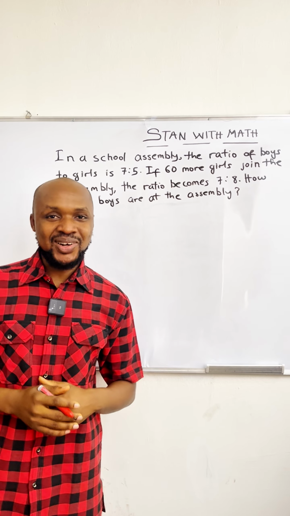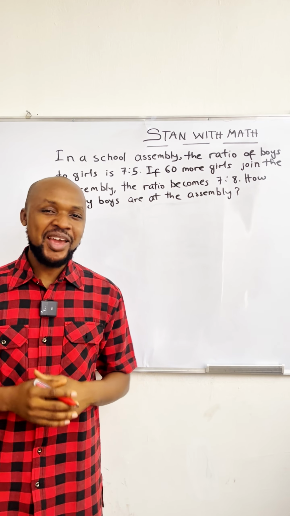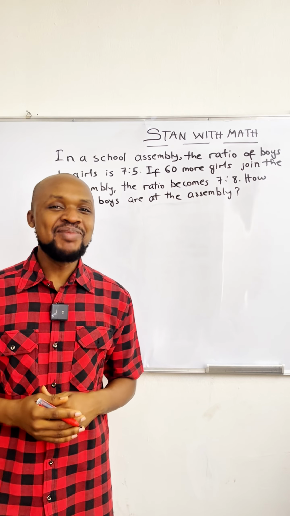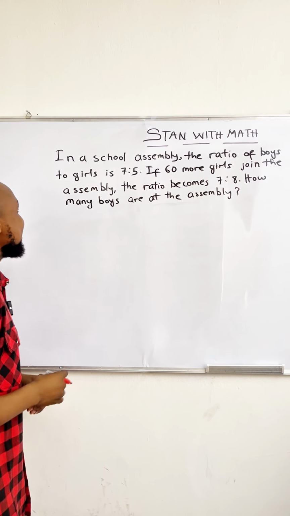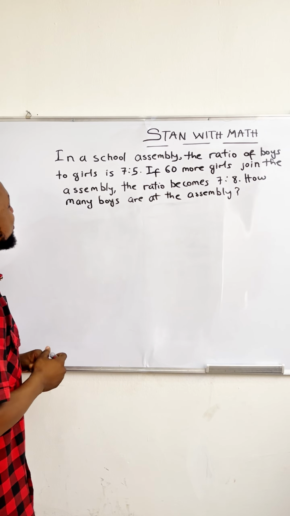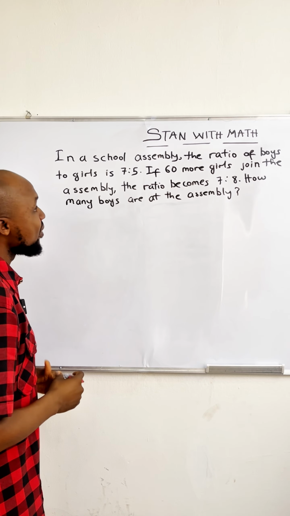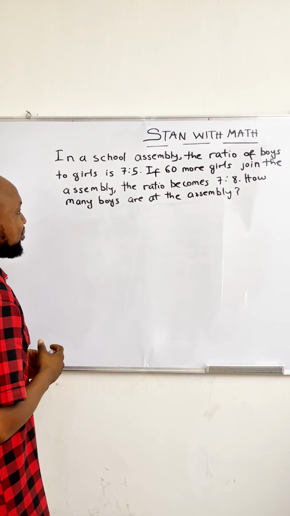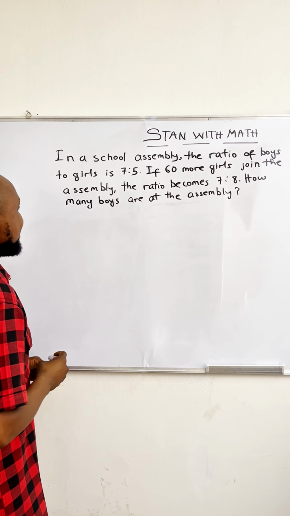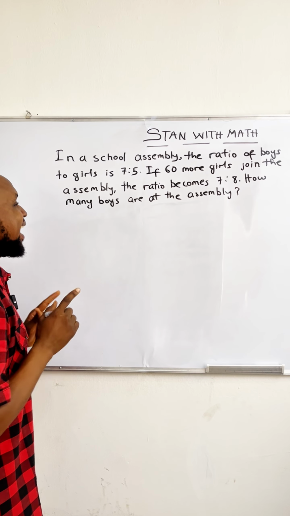So when you have a question like this, first step, do not be afraid. Second step, start with math. And the third step, we'll solve it together. So in a school assembly, the ratio of boys to girls is 7:5. If 60 more girls join the assembly, the ratio becomes 7:8. How many boys are at the assembly?